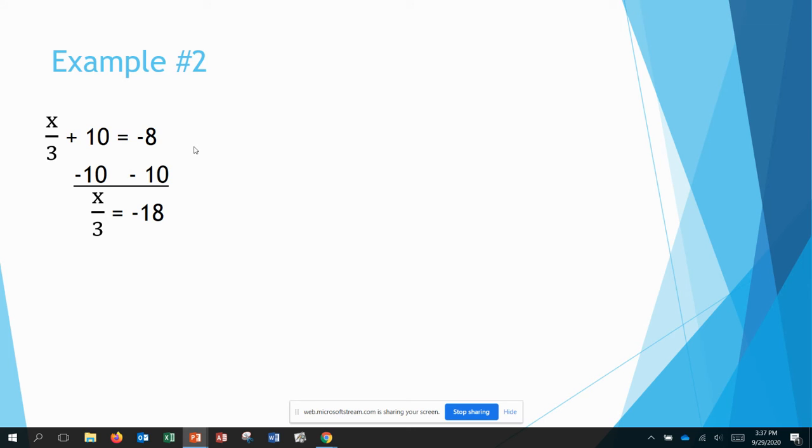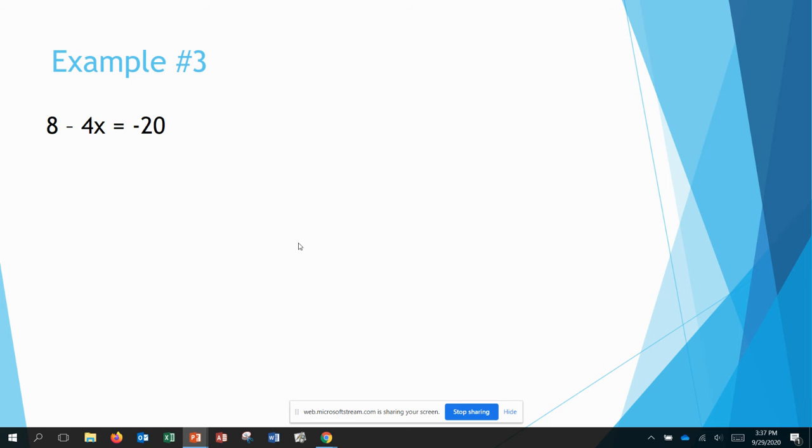How do you undo division? Multiplication. By multiplying both sides by 3, this 3 divided by 3 is really going to become 1. So it's going to leave you with 1x equal to negative 54, because negative 18 times 3 is negative 54.